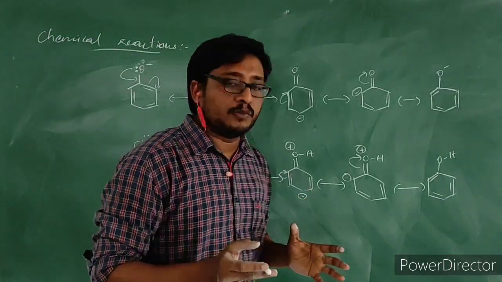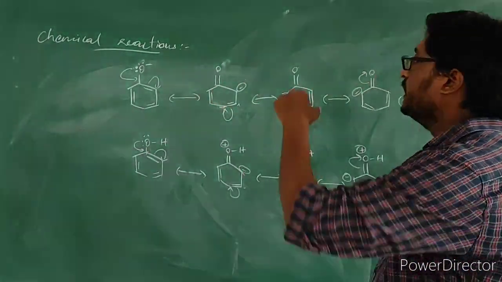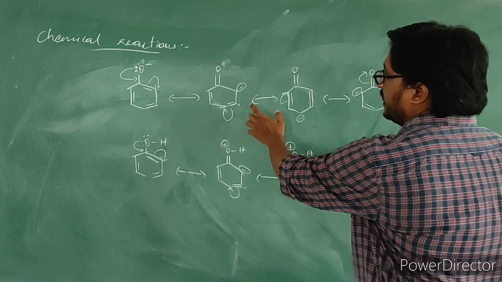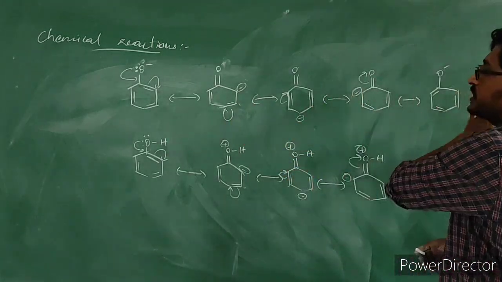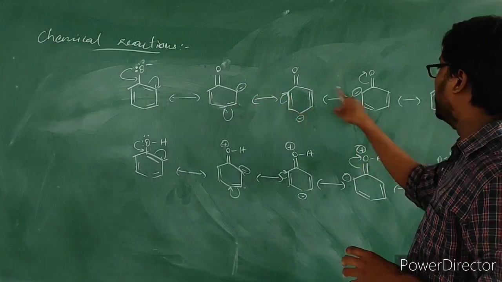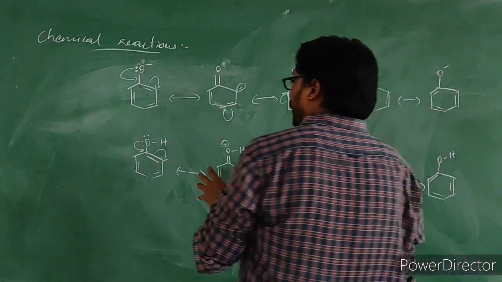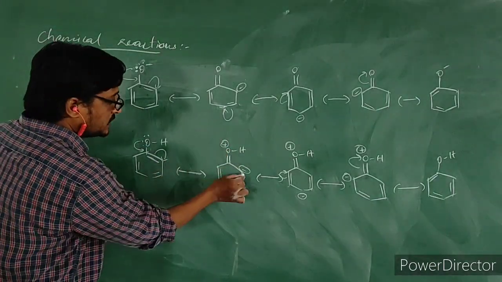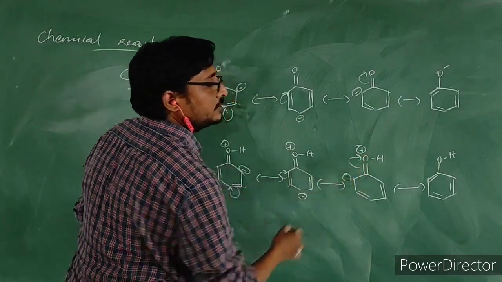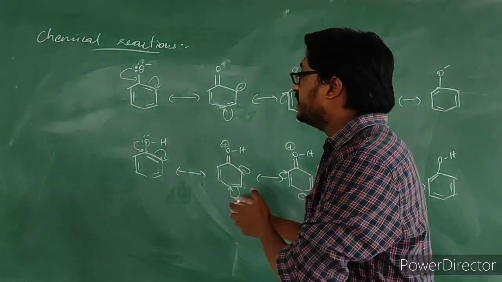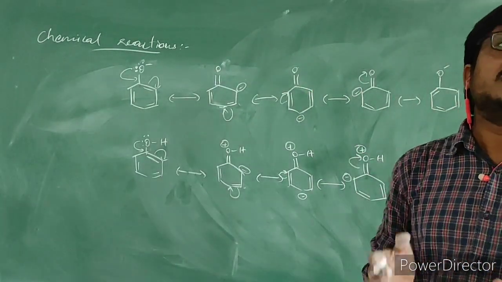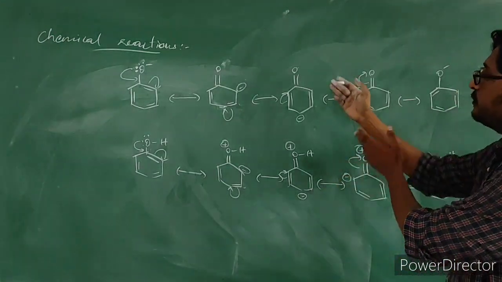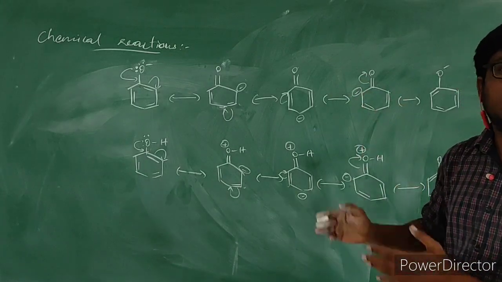So here what you need to observe is that in the resonating structures of phenoxide ion there is no charge separation, only delocalization of this negative charge is taking place. But in case of phenol, if you see the resonating structures, there is charge separation, no? Positive charge, negative charge, positive, negative, positive, negative. So there is charge separation in the resonating structures of phenol. If there is a charge separation, they will be unstable. So phenoxide ion is more stable than phenol.